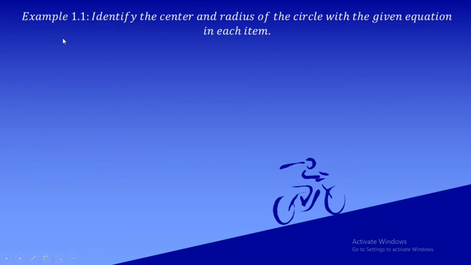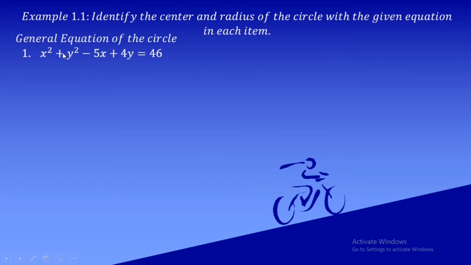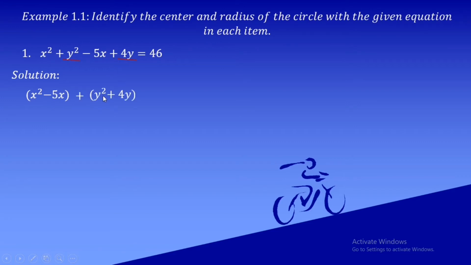We have another example. Identify the center and radius of the circle. The given equation here is in the form of the general equation of the circle. With this equation, we can determine the standard form so we can see the center and radius. First, we separate the x variable. So we have here the quantity of x squared minus 5x. Then for the y variable, y squared plus 4y, is equal to 46.